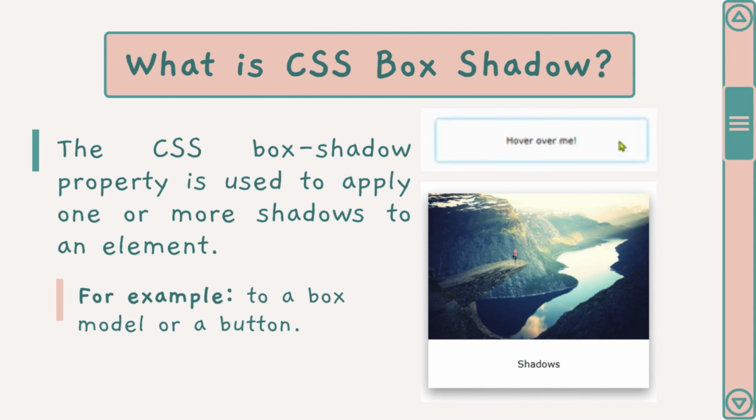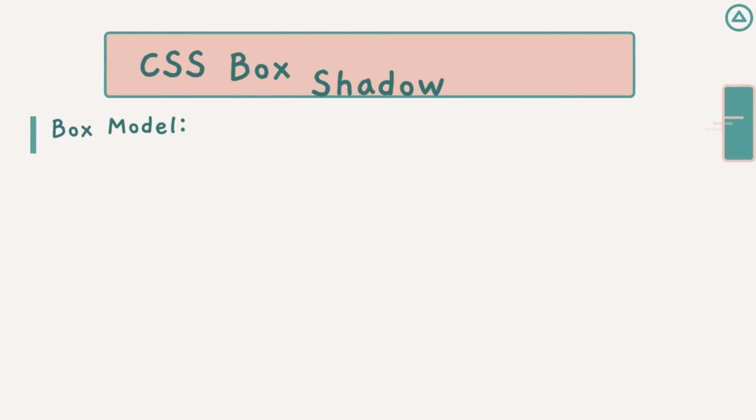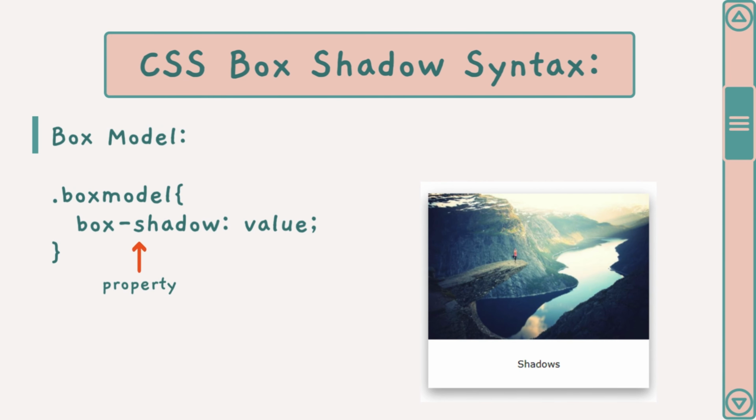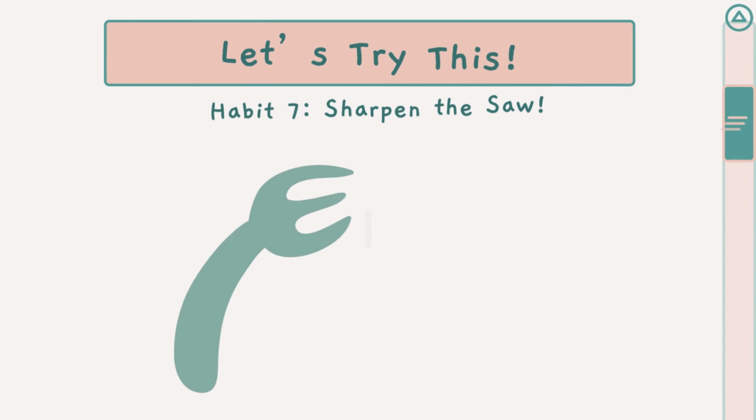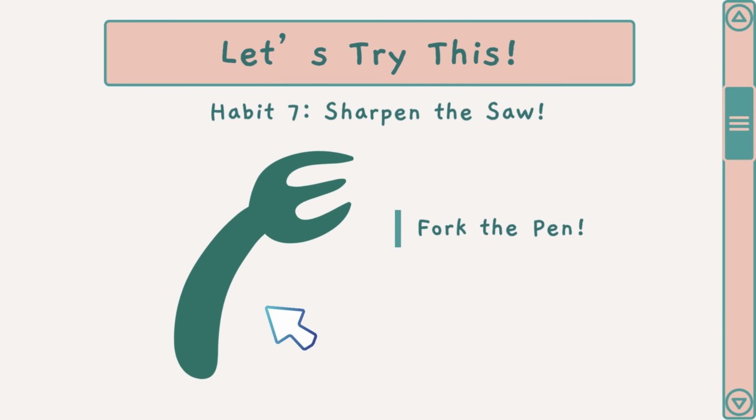First, let us discuss what the CSS box shadow is. The CSS box shadow is a property used to apply one or more shadows to an element. For example, you can apply this to a box model or to a button. The CSS property name we're going to use to apply this is box-shadow. Now, kindly fork the pen and let's try this and let's sharpen the saw.